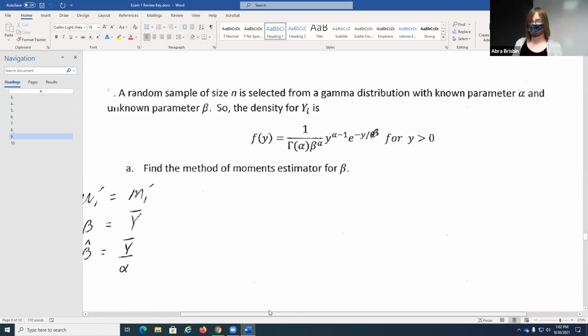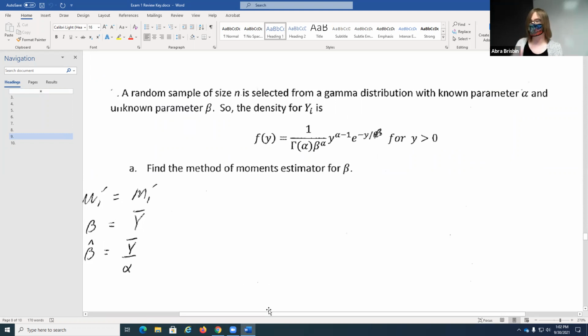Okay. So a random sample of size n is selected from a gamma distribution with known alpha and unknown beta. So we have this density function for y sub i. Oh, sorry, there was a typo there. Did I get that fixed on the practice exam? So we want to start by finding the method of moments estimator for beta.